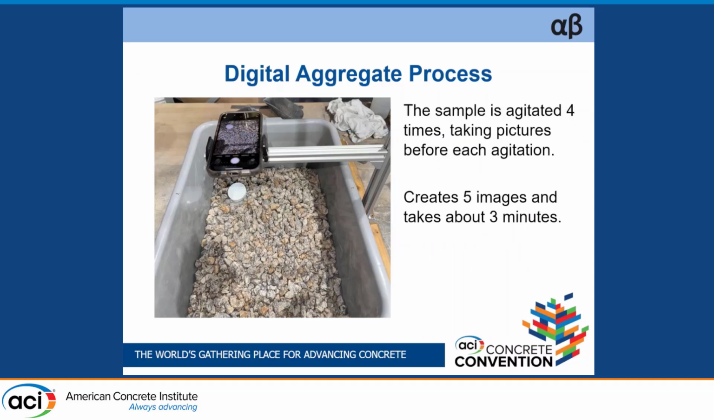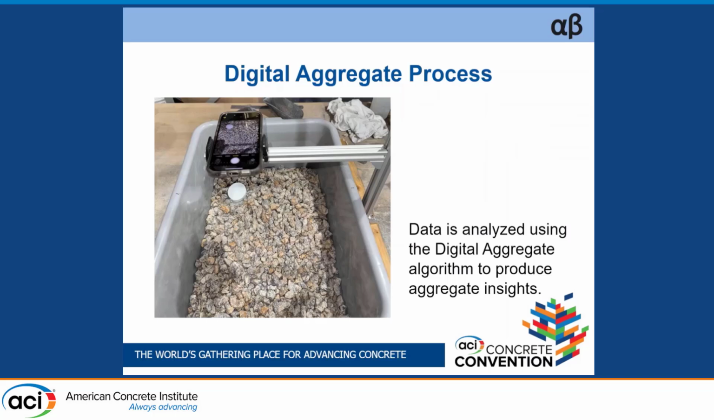So you take a picture of your aggregate. We would then take that, agitate it 4 times, taking a picture for each agitation to create 5 images. The process itself takes about 3 minutes. So we found it important to include agitation in this because otherwise all you'd get is good surface area, but what you want is true 3D imaging of your aggregates. So you could think of it as trying to take a picture of an iceberg from top down. Really, you just get the surface area, you miss that 3rd dimension. So this data is then sent to the digital aggregate algorithm where it is analyzed and then produces insights into shape and size parameters of your material.